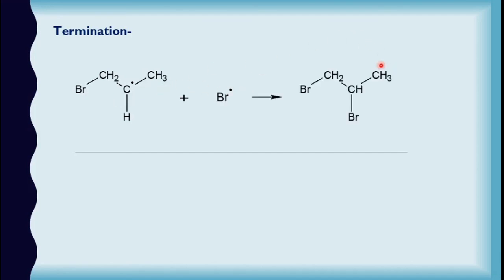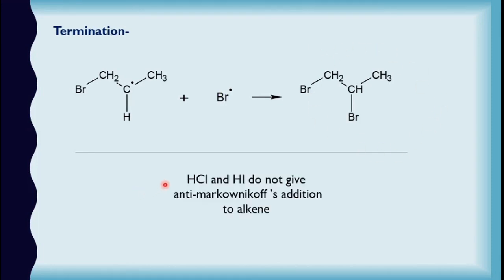In the end, as I had told you, the radicals are short-lived and highly reactive species, so definitely the left out radicals will combine with each other and they will give you your byproducts. HCl and HI in presence of peroxide do not give anti-Markovnikov's addition to alkene. They will undergo normal electrophilic addition reaction due to energetic reasons.